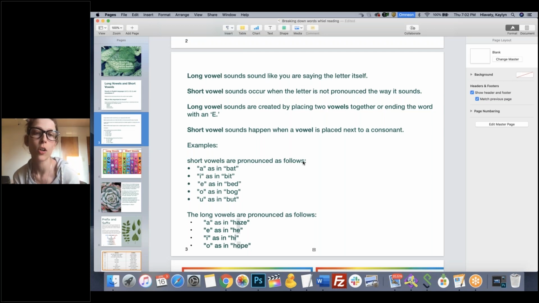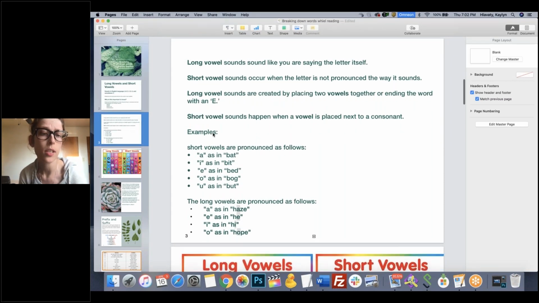That sound occurs when the letter is not pronounced the way it actually sounds. I have some examples at the bottom of the screen. Examples of short vowel pronunciations are the A in bat. If you wanted to make it a long vowel, you could do bait by putting the E at the end of the word. Some other examples would be bit, the I in bit is short, and the E in bed.